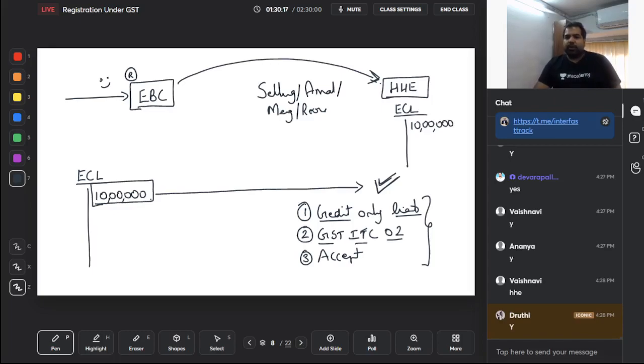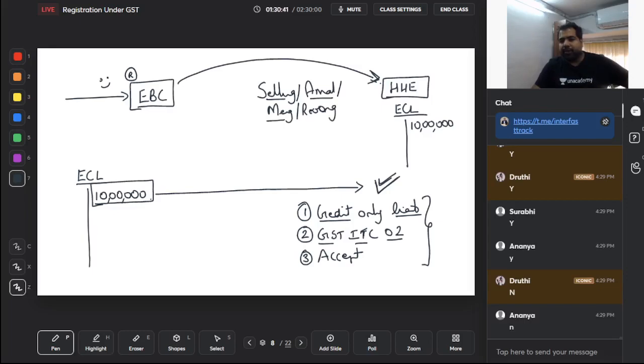Guys, please tell me yes or no. Are you transferring your credit ledger, giving your credit ledger to someone else? Yes. Guys, can I give my credit to Unacademy just like that? Or can I give my credit to my neighbor just like that? No, guys, you cannot give it just like that. You can only give it if you're selling, amalgamating, merging, or reorganizing your business. So this is sale and amalgamation.